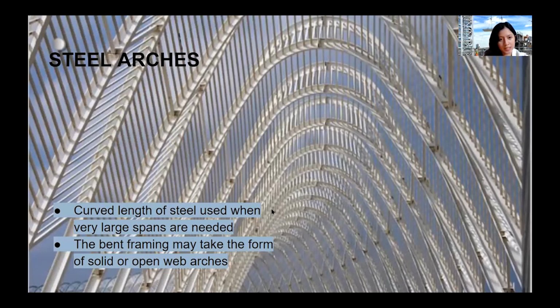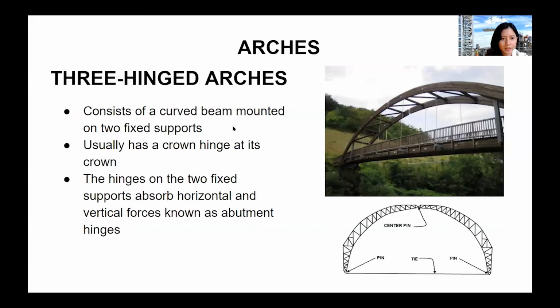Steel arches are curved lengths of steel used for very large spans. It has a bent framing that takes the form of solid or open web arches. So, the different types of arches. One is the three-hinged arch, which consists of a curved beam mounted on two fixed supports.